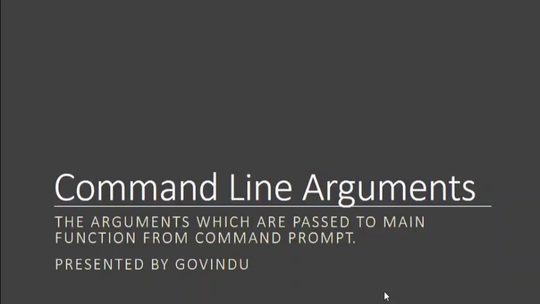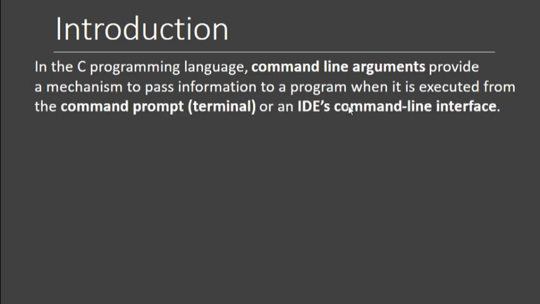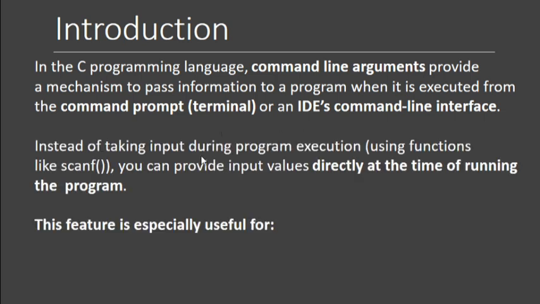In this class, I am going to discuss command line arguments. In the C programming language, command line arguments provide a mechanism to pass information to the program when it is executed from the command prompt or IDE command line interface. Instead of taking input during the program execution like scanf, you can provide input values directly at the time of running the program. For example, look here, we are passing the parameters to the main function from the command prompt or IDE command line interface.